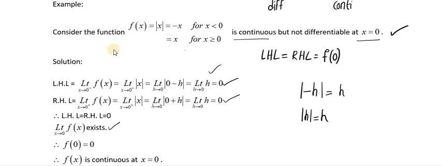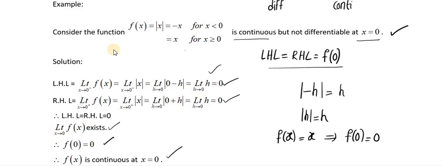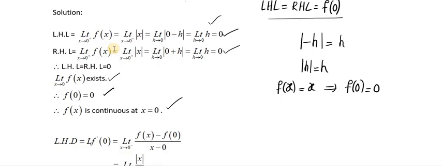Next, observe the definition. Whenever x equal to 0, f of x equal to x. That means if x equal to 0, f of 0 is 0. So LHL is 0, RHL is 0, f of 0 is 0. So the three quantities are equal. Therefore f of x is continuous at x equal to 0.